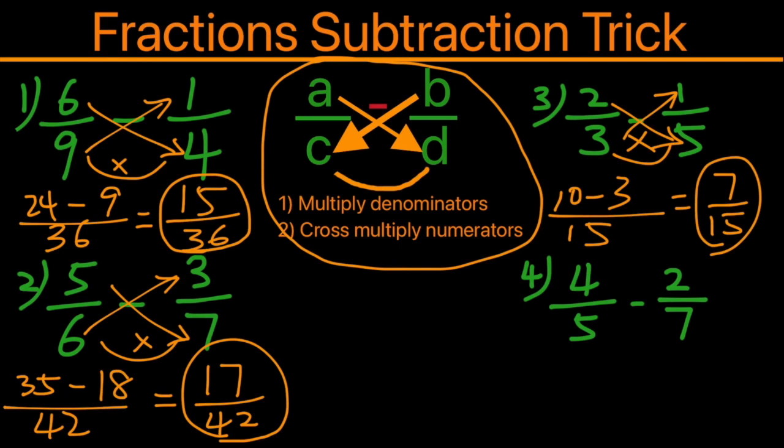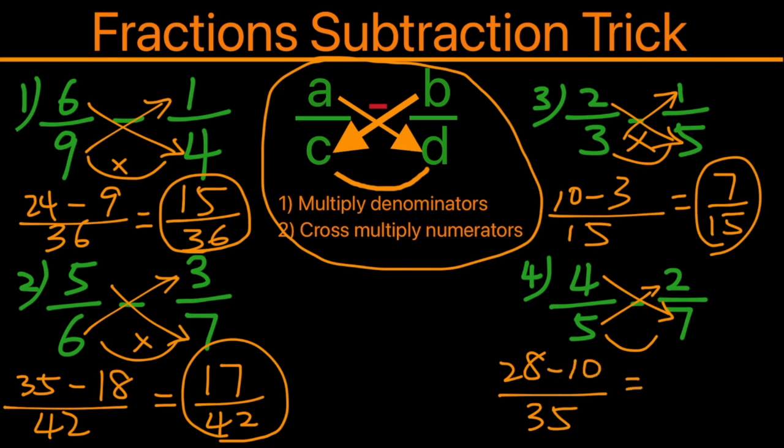And let's move on to example 4. 5 times 7, 35. 4 times 7, 28. 5 times 2, 10. This equals 18 over 35. And since we cannot simplify further, that would be the answer.